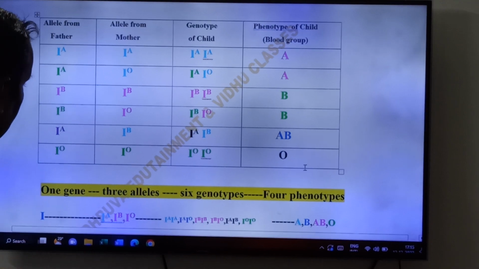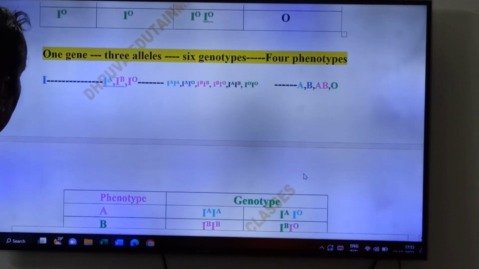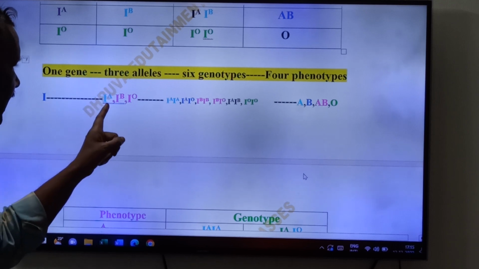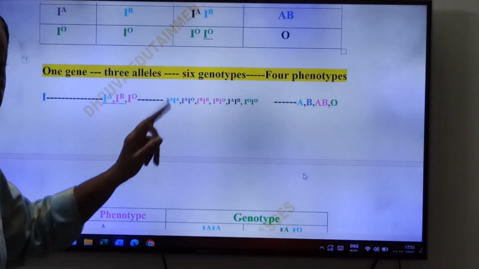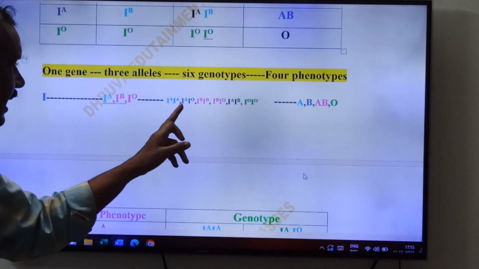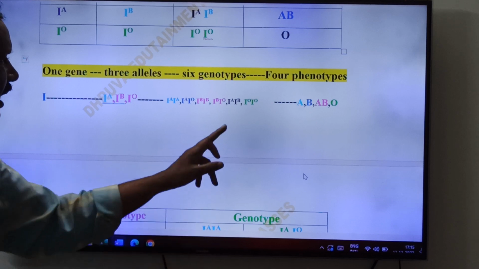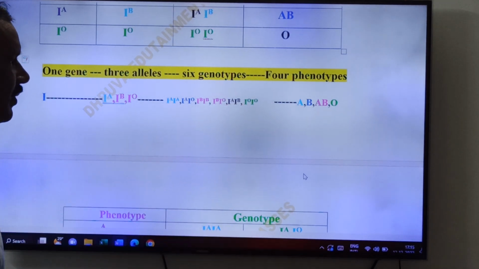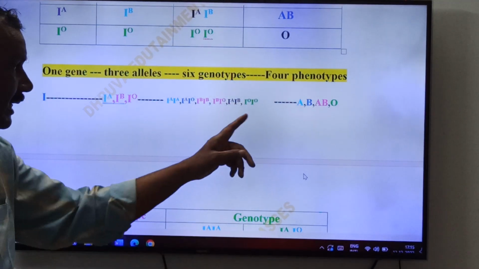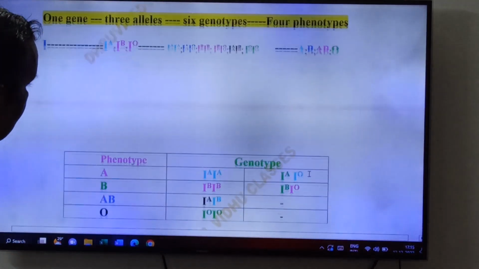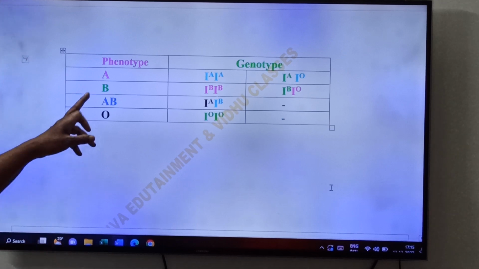Okay friends. Now see friends, 1 gene, 3 alleles, IA, IB, IO, and 6 genotypes: IAIA, IAIO, IBIB, IBIO, IAIB, IOIO. What are the 4 phenotypes friends? A, B, AB, O. Now see friends, once again phenotypes and genotypes.